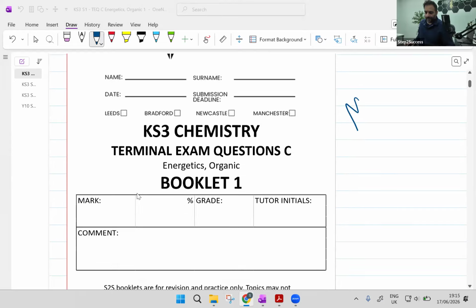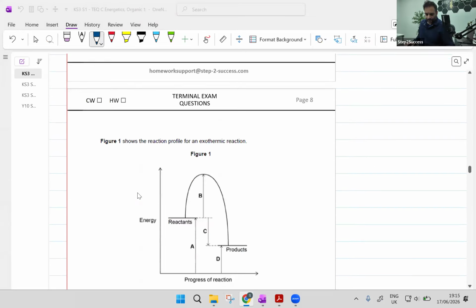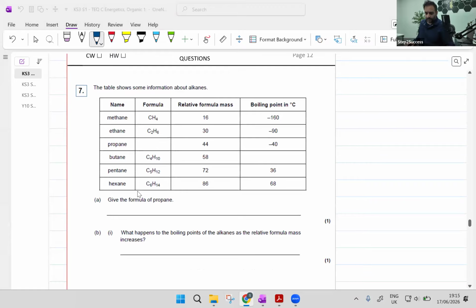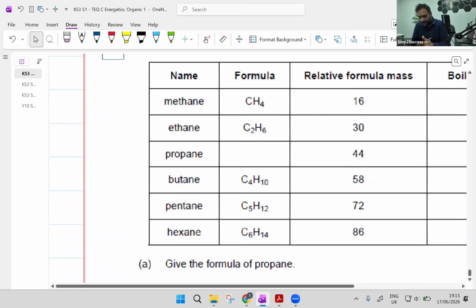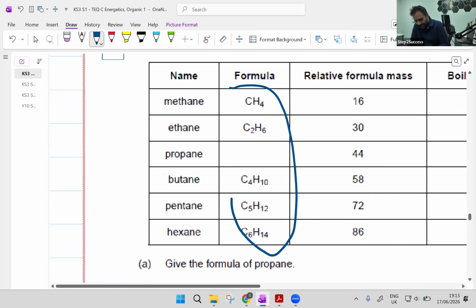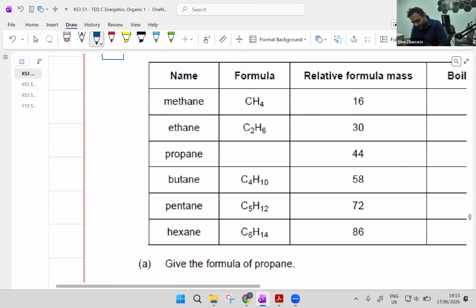Question 7, Year 7. This one looks like quite a complicated question. Okay, give the formula for propane is the first question. What you're supposed to know is that as you go down here, there's a pattern where the number of H's goes up by two every time, and the number of carbons goes up by one every time. So there's one there, then two there, so there must be three here, and eight there. So that is what propane is.